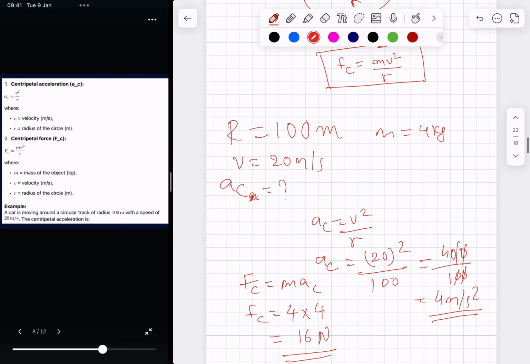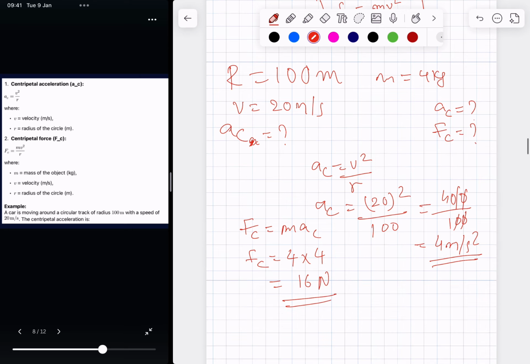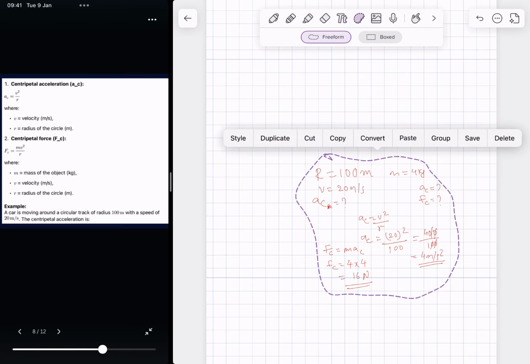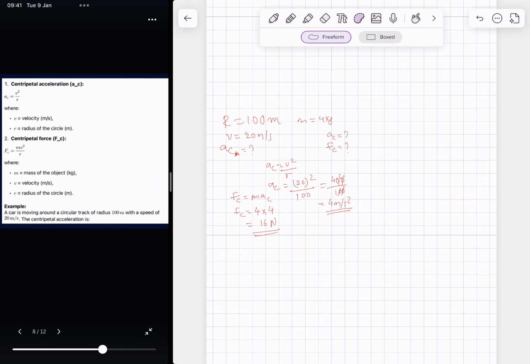So now you can easily calculate the centripetal acceleration. Now you can easily calculate the centripetal force as well. So two things you can calculate now. Now let's move to some more examples which I believe are important.